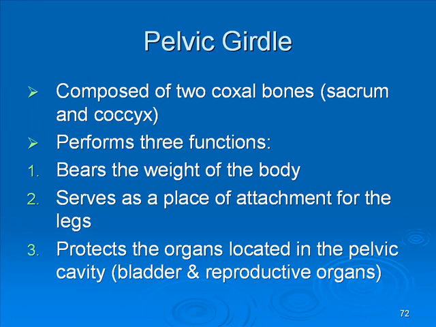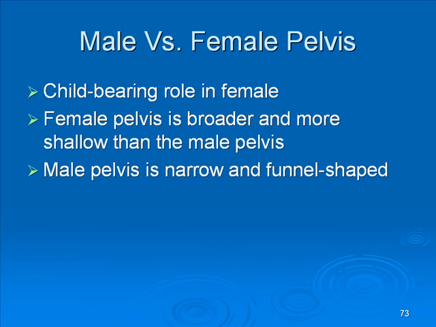Again, the pelvic girdle, composed of two coxal bones, the sacrum and the coccyx bones, performs three functions: bears weight of the body, serves as a place of attachment for the legs, that's relatively important, and then protects the organs located in the pelvic cavity. Those are primarily the bladder and the reproductive organs.